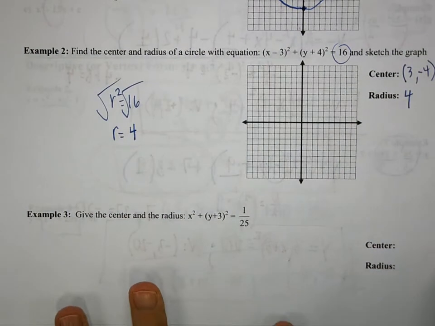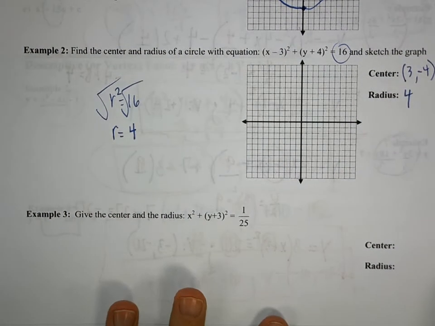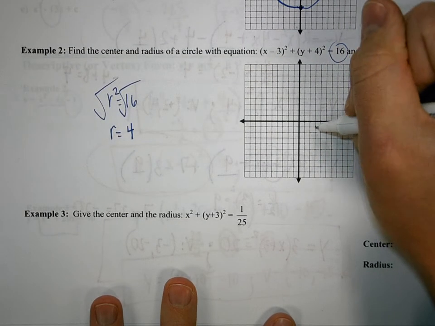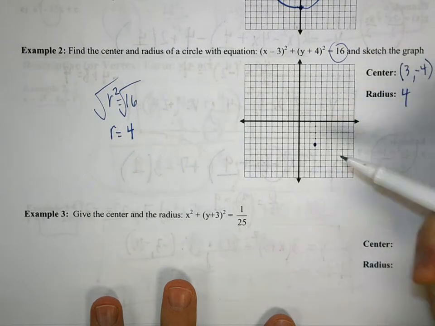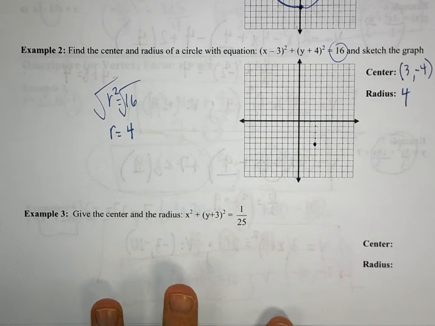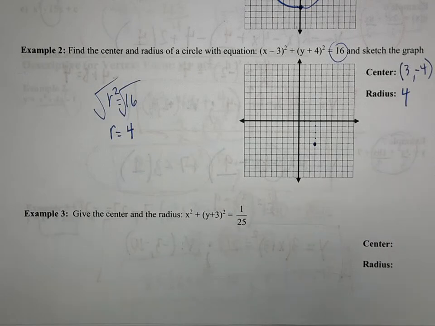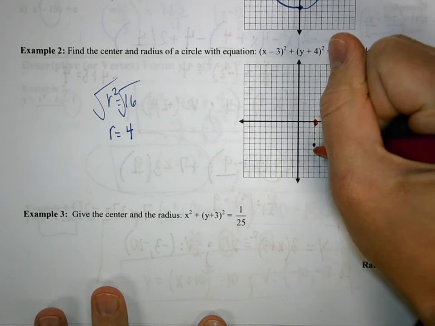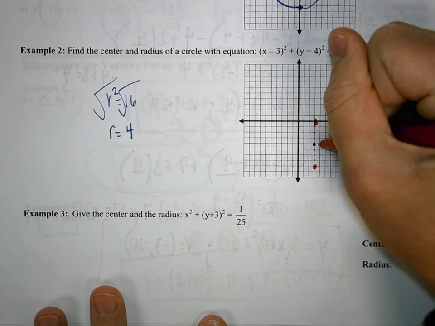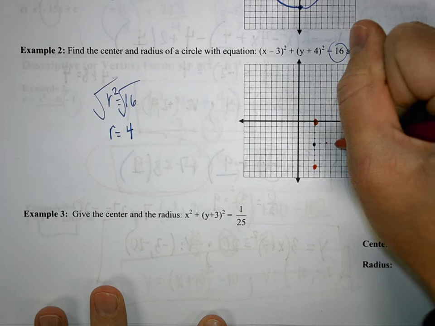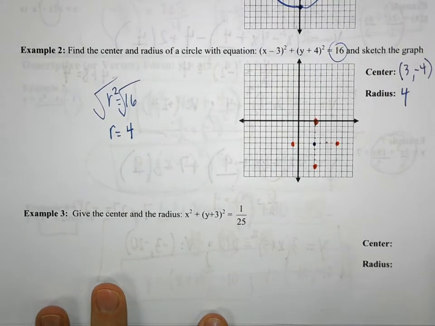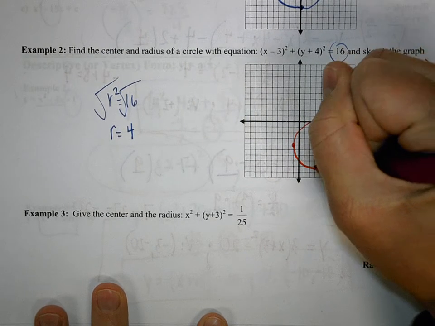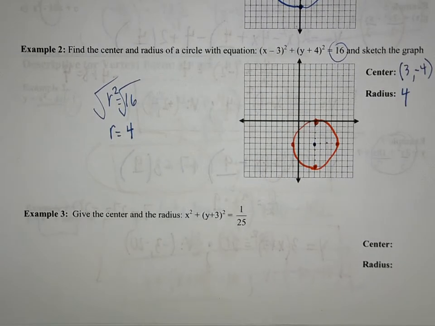Okay, so this one's a little different because my center is not at 0, 0. So we're going to go over 3, 1, 2, 3, and down 4, 1, 2, 3, 4, make a point. This is my center. So from this point right here, I have to go 4 in each direction. Okay? So I'm going up 4, which is pretty easy, and then down 4, 1, 2, 3, 4, and right 4, and left 4. Okay? And then we can hopefully draw our circle. Okay? Questions?